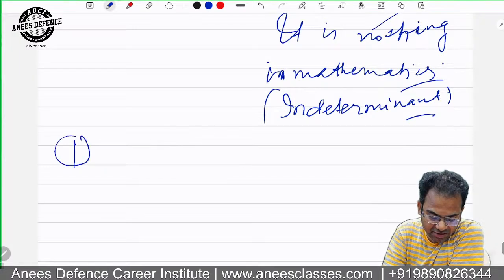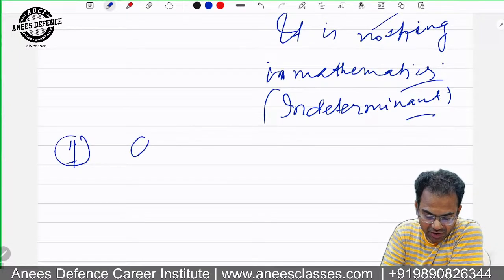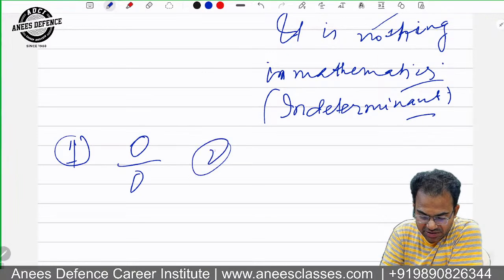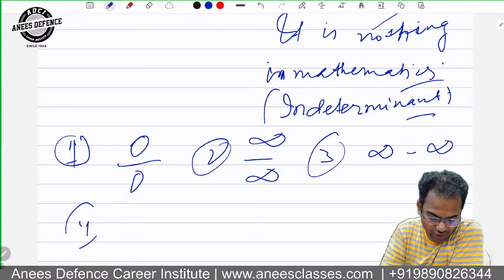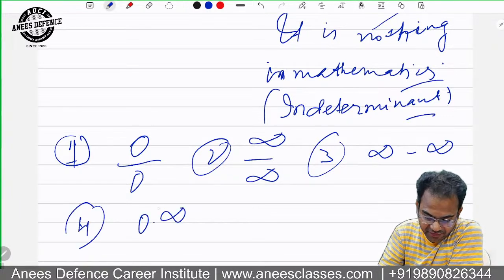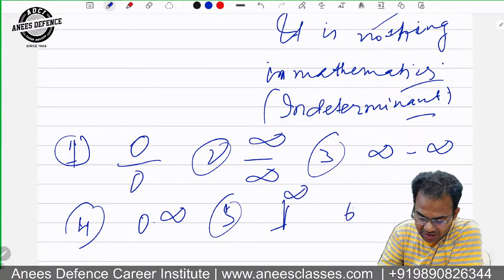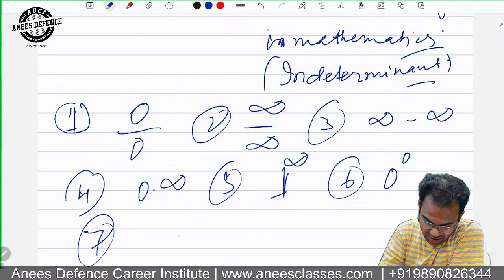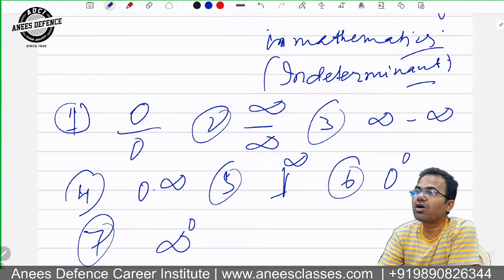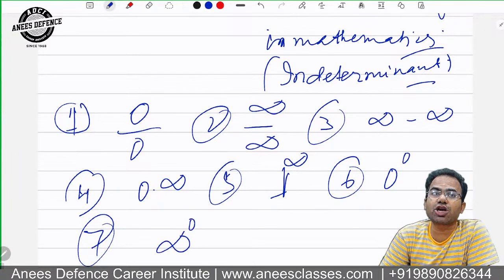Basically, I have 7 indeterminate forms. One is 0 by 0. Second is infinity by infinity. Third is infinity minus infinity. Fourth is 0 times infinity. Fifth is 1 to the infinity. Sixth is 0 to the 0. And seventh is infinity to the 0. All are indeterminate forms.